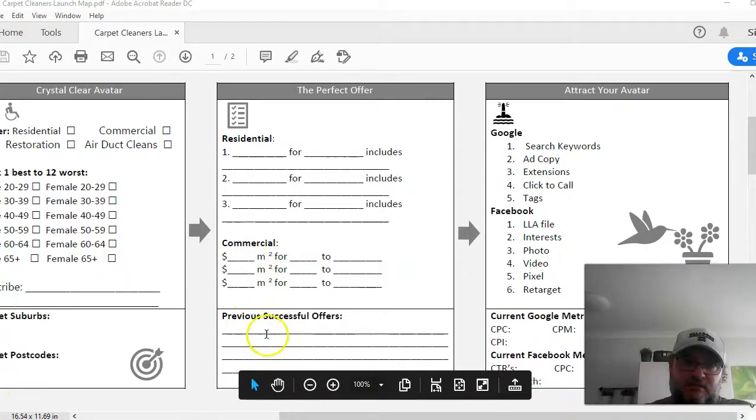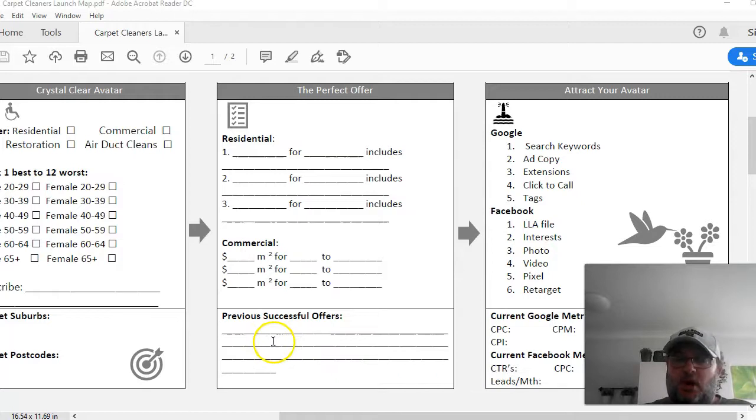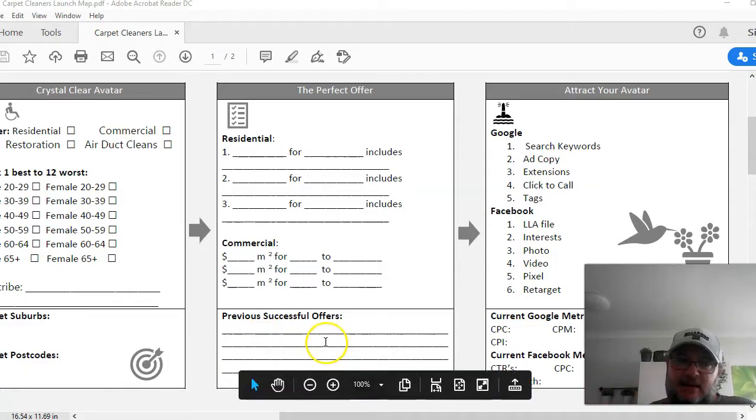What you want to do here is list previous successful offers that you've run, or that associates or friends of yours have run, or that you've seen in your market. For example, if you know that one of your opposition has been running the same offer for 10 years, then that offer must work, so list it there. Now, we don't want to copy their offer. We want to have a point of differentiation, but if that's the offer that's working, and they're offering, as an example, 3 rooms for $145.